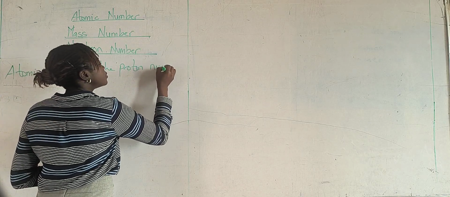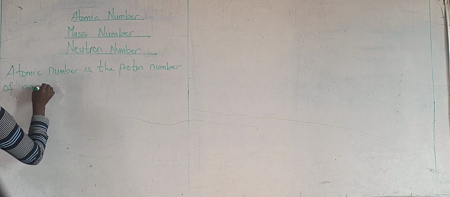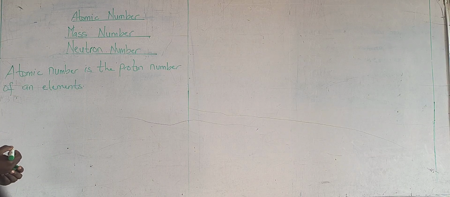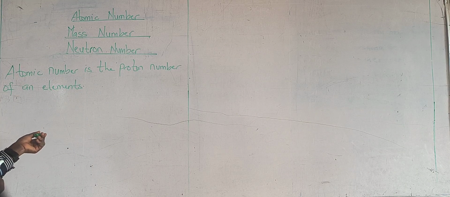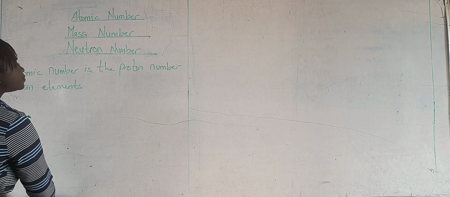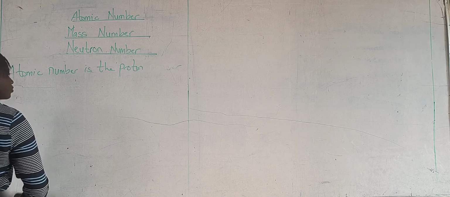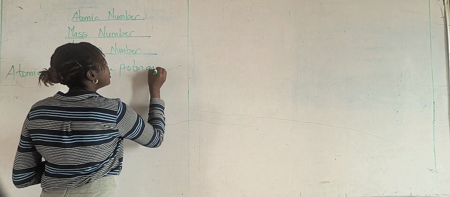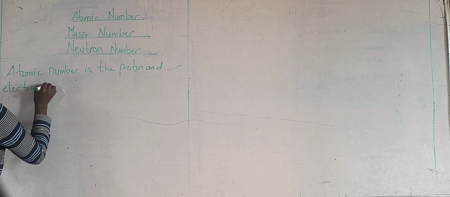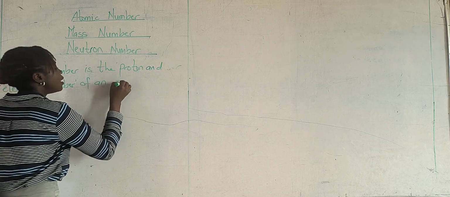The proton number of an element. Not only the proton number, it's also known as what? The electron. You can call it the proton and electron number of an element.